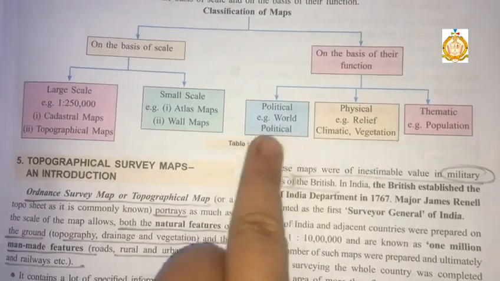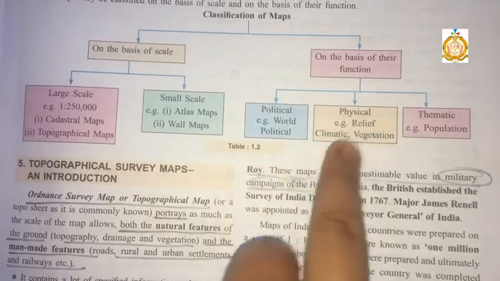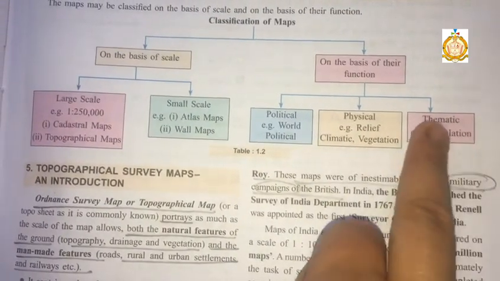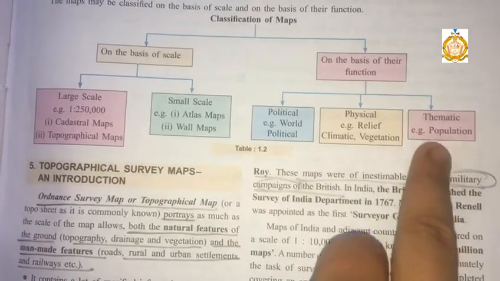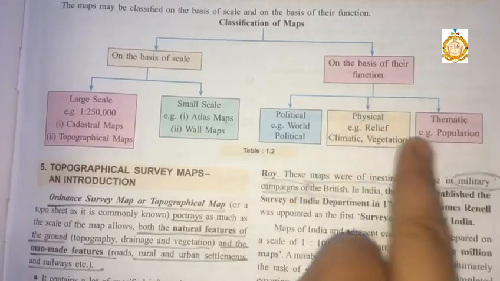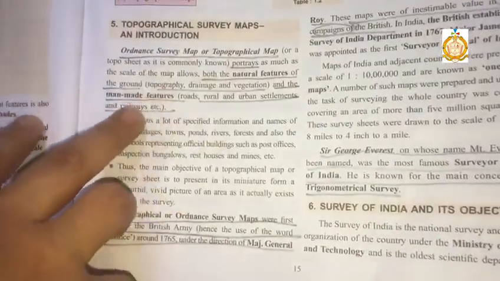Political maps, for example, world political maps. Physical maps which show the climate or vegetation. Thematic maps are theme based maps, like the population growth map, population density map, all these types. The next is the topographical survey map, an introduction.